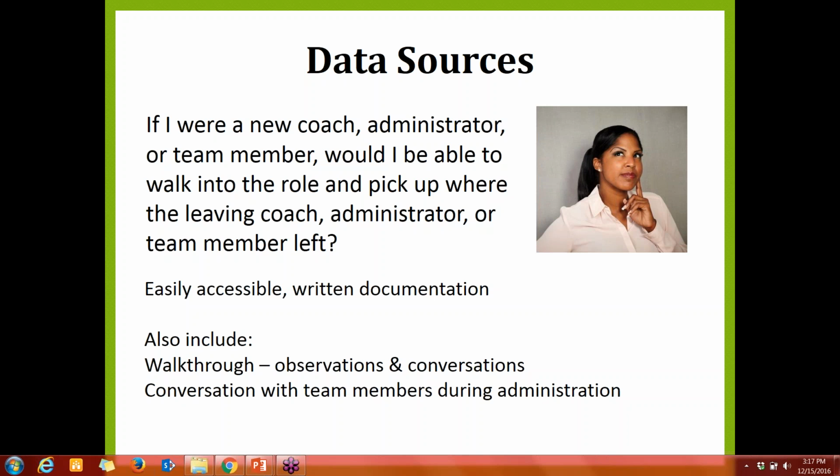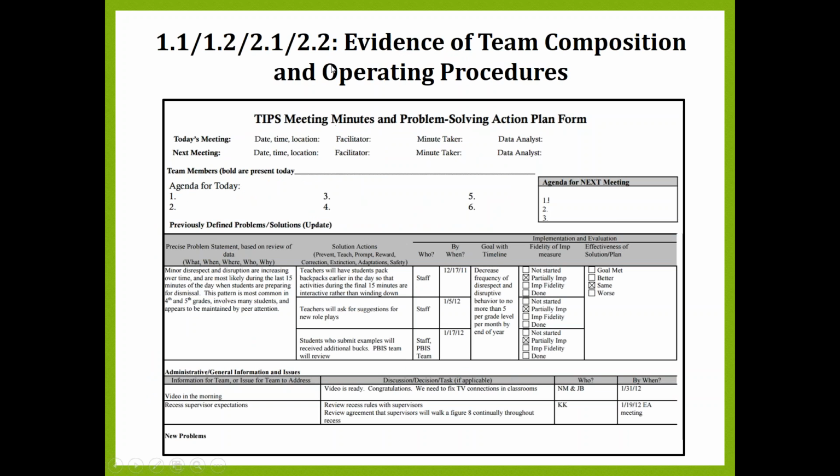Next slide. So on here, we're looking at items 1.1, 1.2, 2.1, and 2.2. And this is really that team composition and the operating procedures. So this is included in a lot of the items that you need to have available for evidence. As you can see, what they're looking for is that you're documenting the date, the time, location, facilitator, as well as the team members who are part of your team and the agenda. So they're looking at all of this information that's included on this sheet.